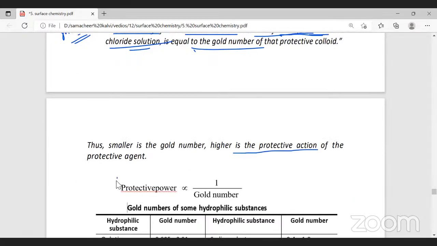Protective power is inversely proportional to gold number. So the larger the protective power of the colloid, the lesser will be the gold number. So that is what you should remember. Protective power is inversely proportional to gold number.